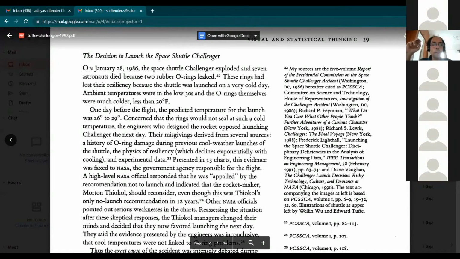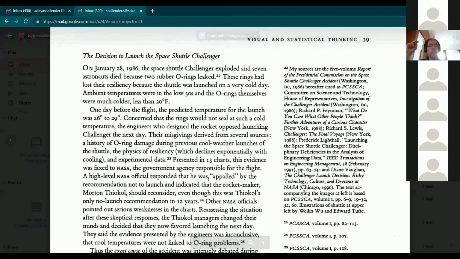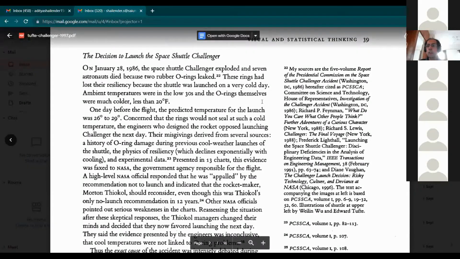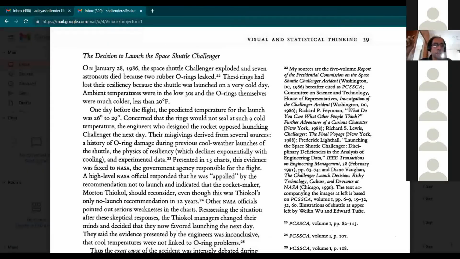Anyway, so you can read this. This is also with you, okay? And just see the response. The high-level NASA official responded that he was appalled by the recommendation not to launch, right? Bottom line, essentially they're ignoring this viewpoint that you really should not launch, okay?